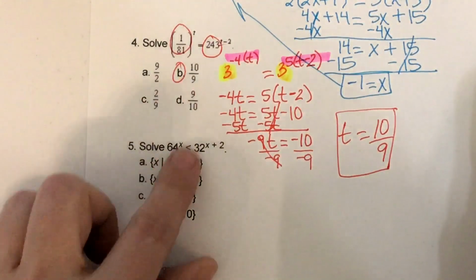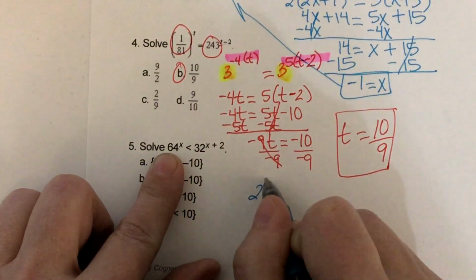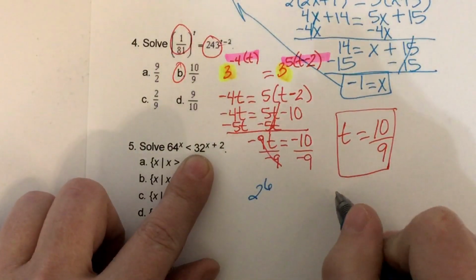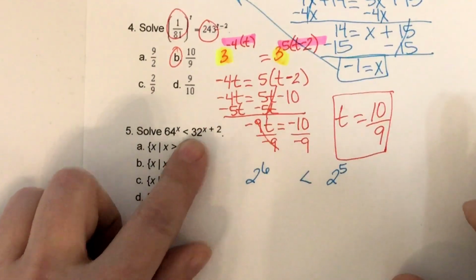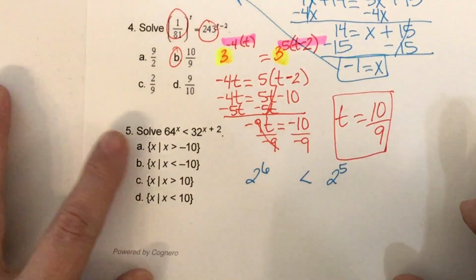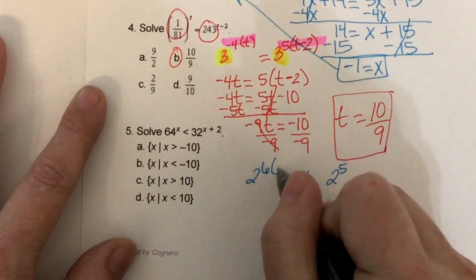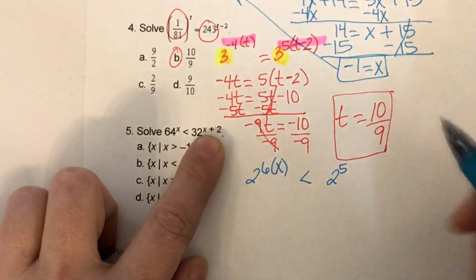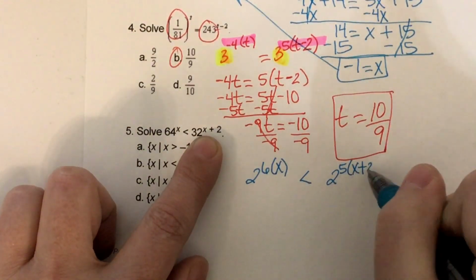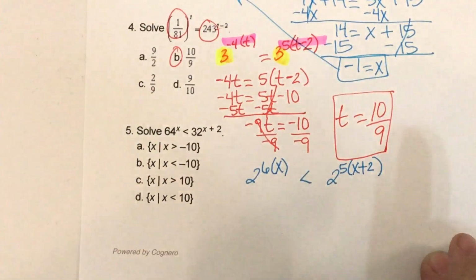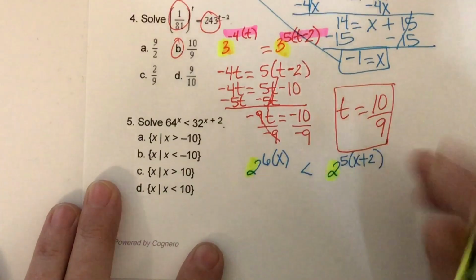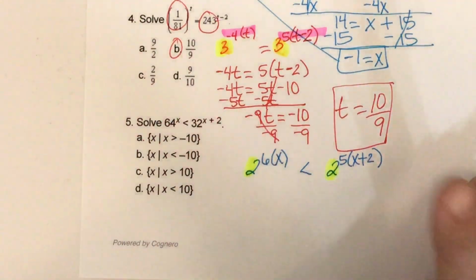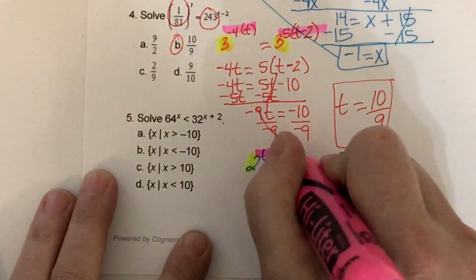Okay, so this one is 2 to the 6th. This one is 2 to the 5th. And I'm going to put my less than. Okay, now I'm going to recopy the exponents. So this exponent of x, I'm going to recopy. And this exponent of x plus 2, I'm going to recopy. All right, so like the last two problems, if these bases are the same, then that must mean the exponents are the same.